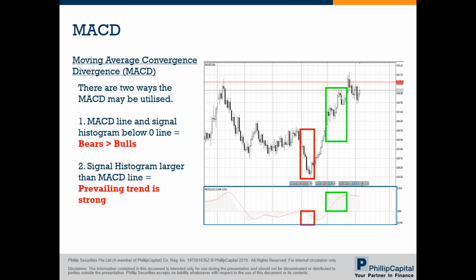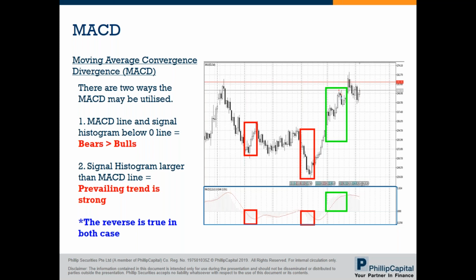Right. So the second way that the MACD indicator can be used is the comparison between the signal histogram and the MACD line. What you would see is the example in this case, the red rectangle, where prices are moving up, but you can see that both the MACD line and signal histogram are below the zero line. But what's interesting is that you can observe that the histogram is slowly moving above the MACD line. So this is showing that the bearish momentum is weakening.